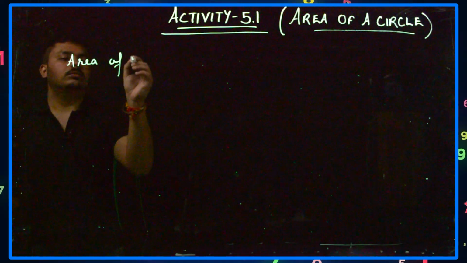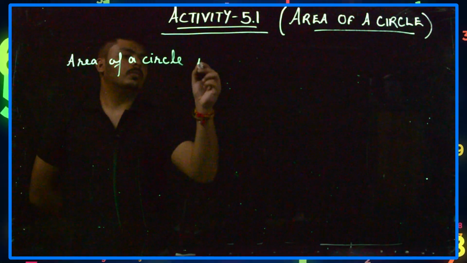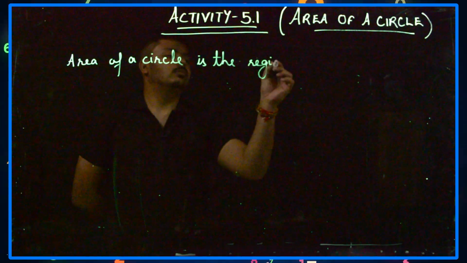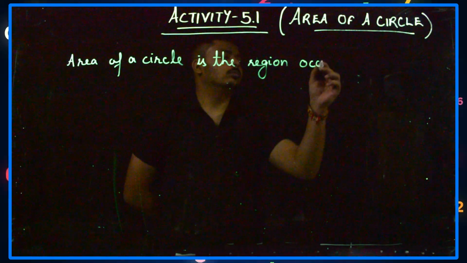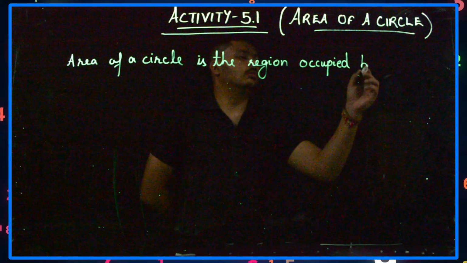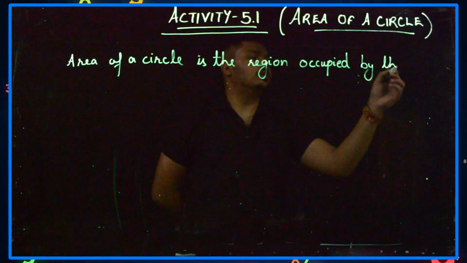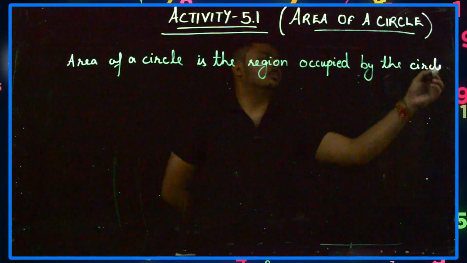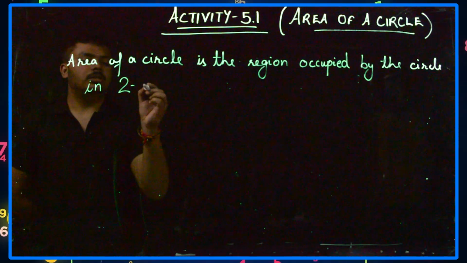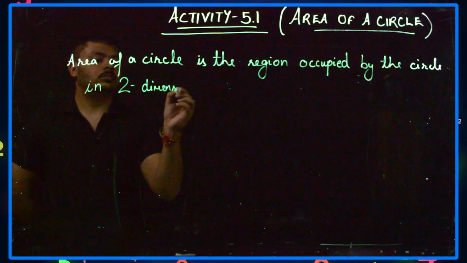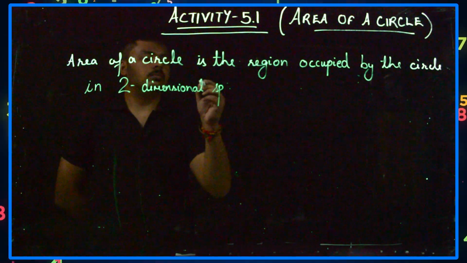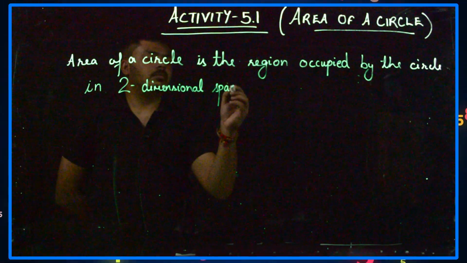Area of a circle is the region occupied by the circle in two-dimensional space. In two-dimensional space.